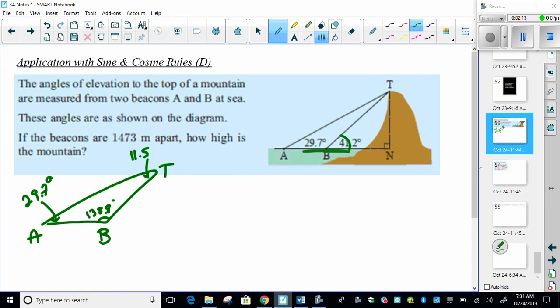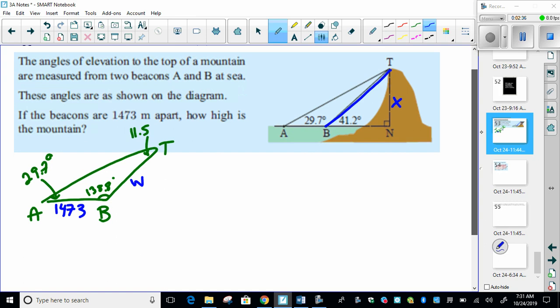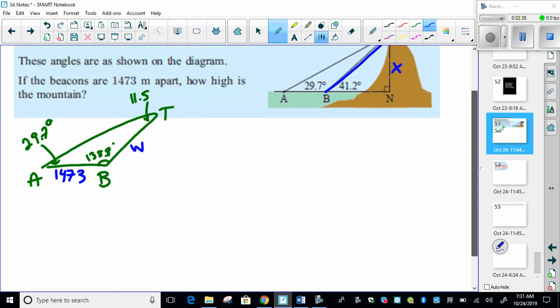So then, I do have one side length that they told me that we didn't draw on our picture, and that was the 1473. Using the idea of what I need to find, this is the shared side. That's the side that I needed my other triangle to find what my height is. So I need to find that, which I'm going to call W. Algebraically, setting up my sine rule, I need to figure out W.